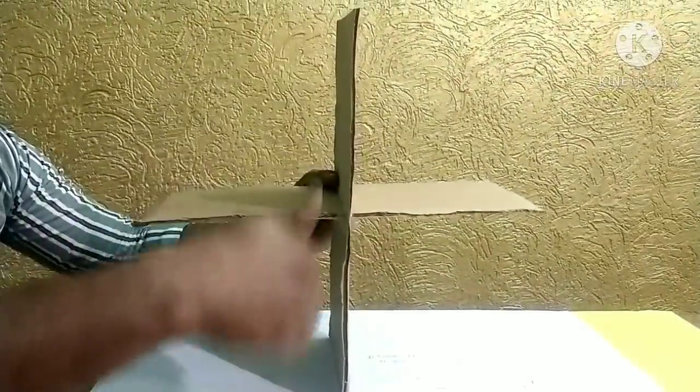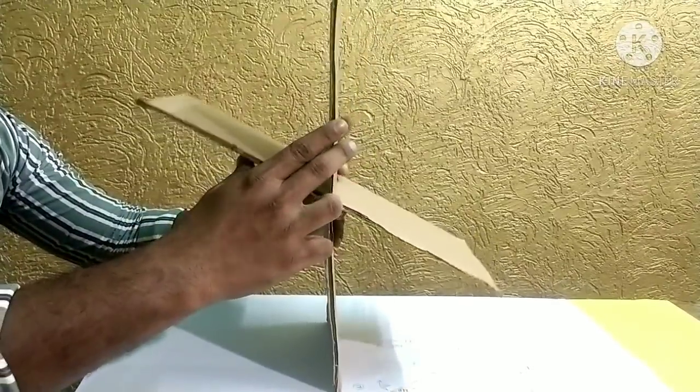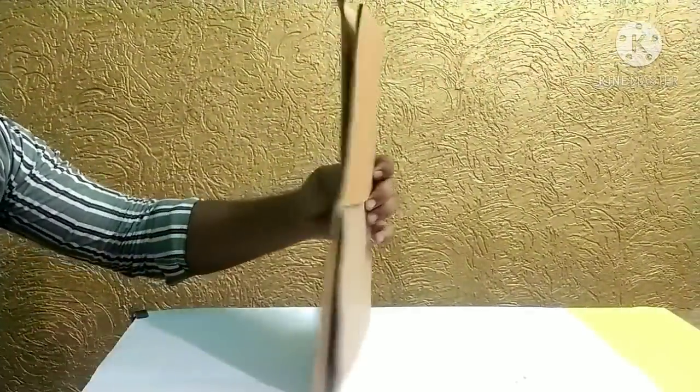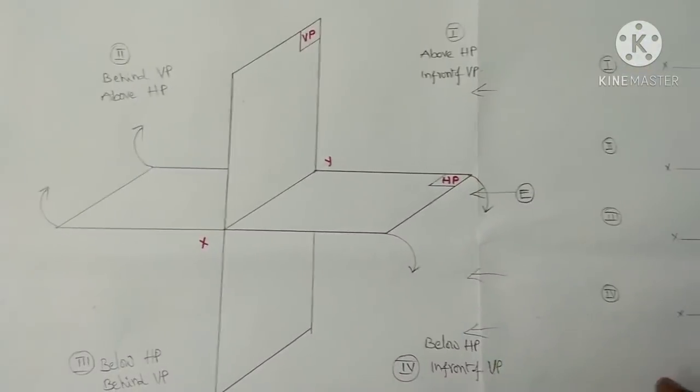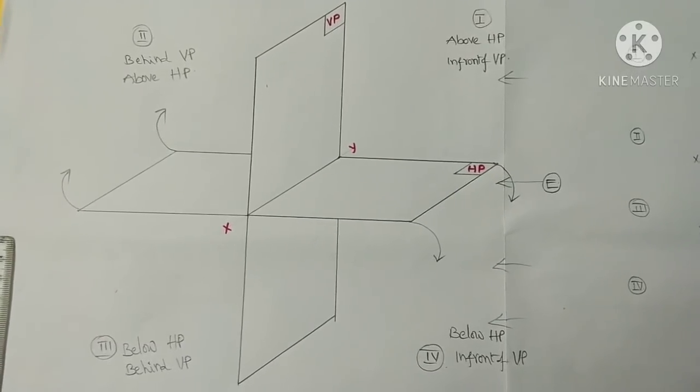This is the vertical plane, this one is the horizontal plane. Rotate the horizontal plane in clockwise direction. In this way we can rotate it. Now we can see the projections according to the four quadrants.